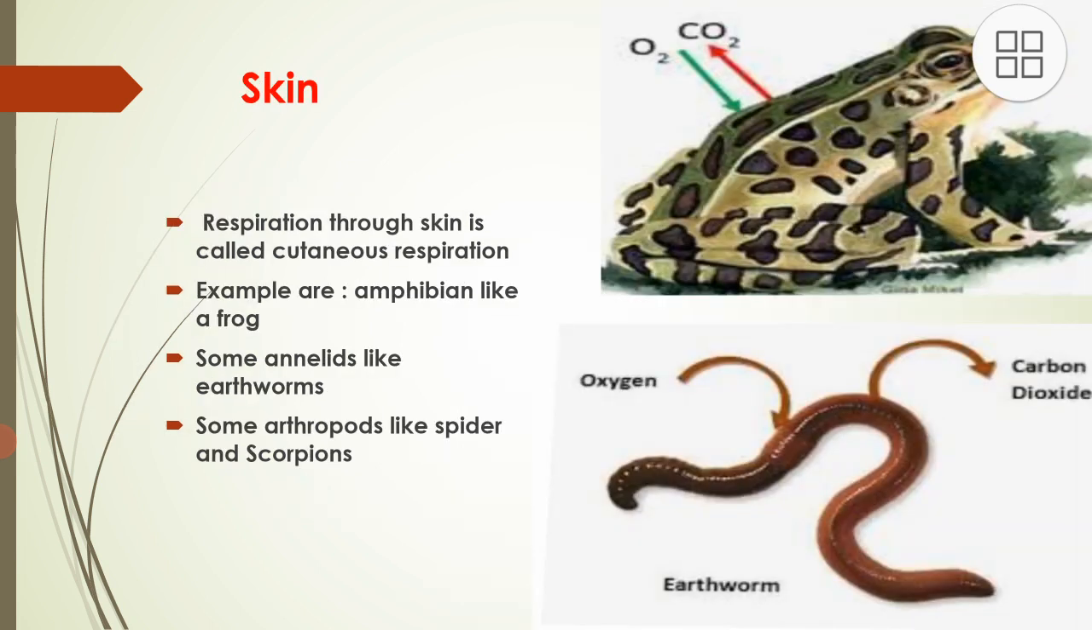Skin. Respiration through skin is called cutaneous respiration. Examples are amphibians like frogs, and some annelids like earthworms. So this amphibian is a multitasker. Especially this frog, it breathes through skin, it breathes through lungs, it even breathes through gills. So it experiences every kind of breathing or respiration. Some arthropods like spiders and scorpions also breathe through skin, but they mostly breathe through book lungs.